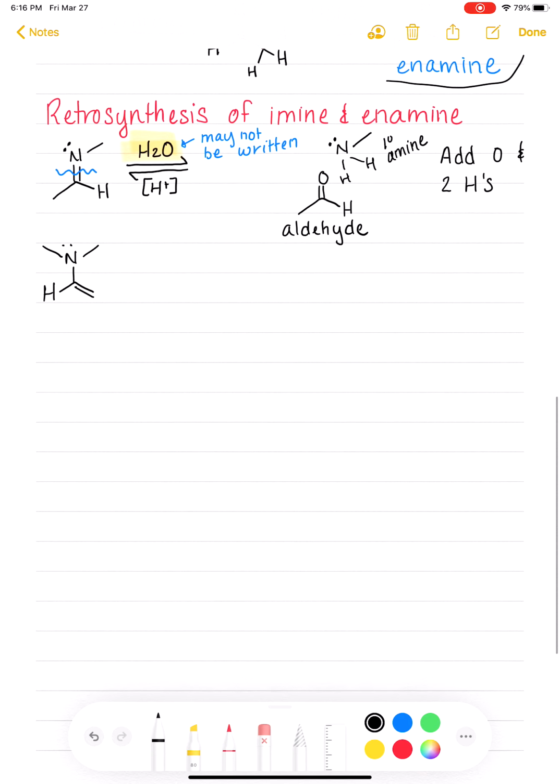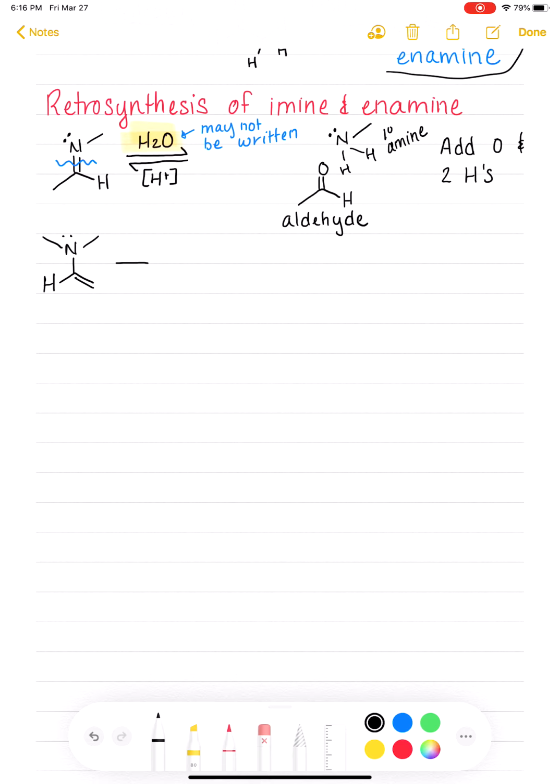When you're doing the retrosynthesis of the enamine, the conditions are exactly the same. You need to have acid catalyst, and there is water in this reaction, although the water is not always going to be written down. And so your trick in this case, the first thing that you need to do is make the enamine look like an imine. So what I'm going to do, I'm going to go down here on the side and I'm going to rewrite it.